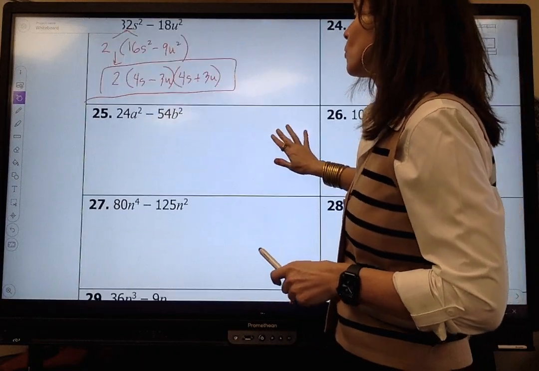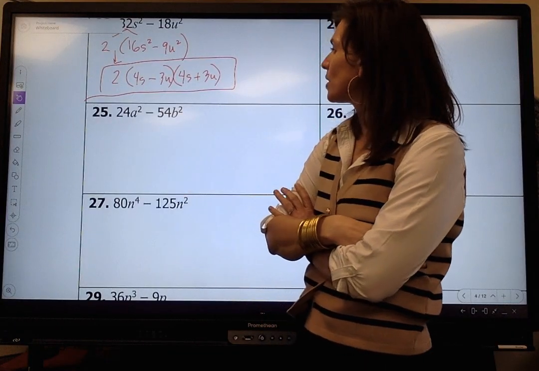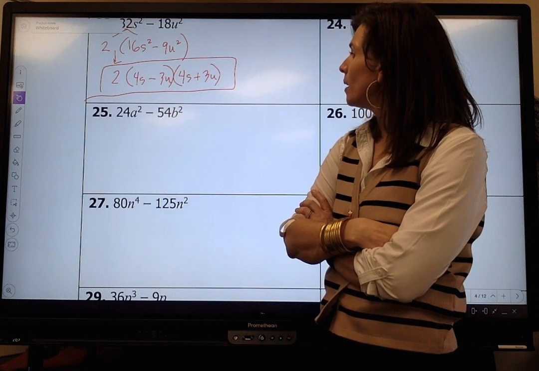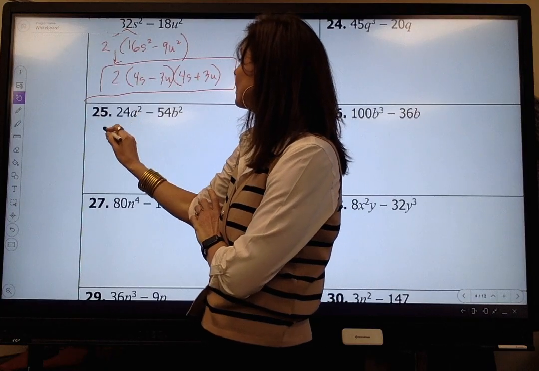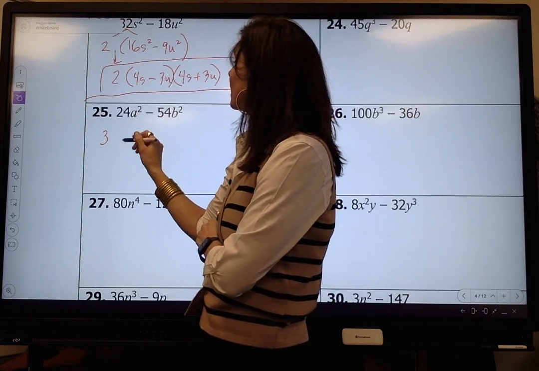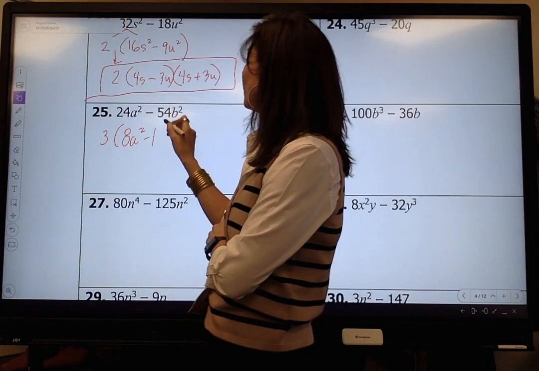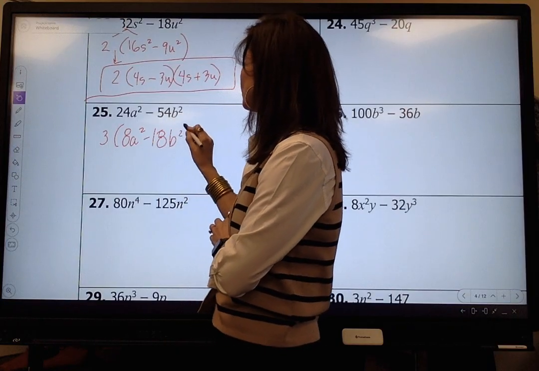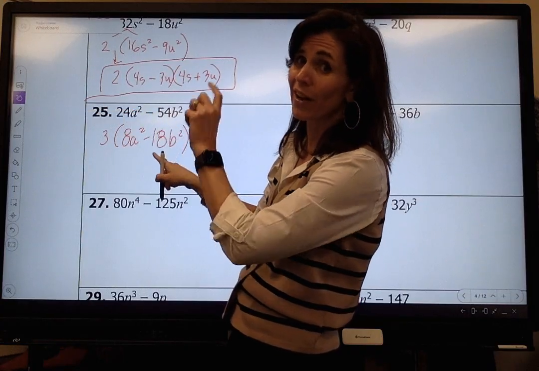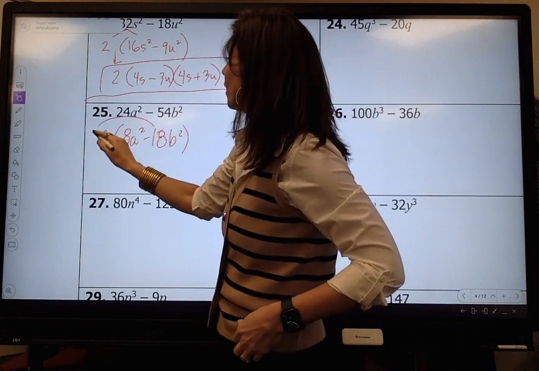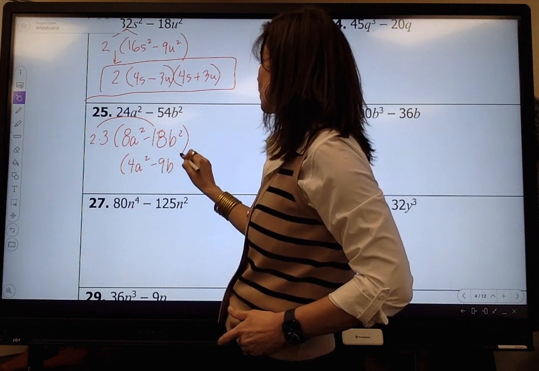Okay? All right, let's look at number 25. Do they have a GCF? Yes, they do. What would your GCF be? 8, 9, 3. So let's take a 3 out. So I get 8a squared minus 18b squared. So they still have an 8 and 18. They still have a 2 in common. So I didn't take the GCF out. I need to take a 2 out. And when you take a 2 out, you have 4a squared minus 9b squared.